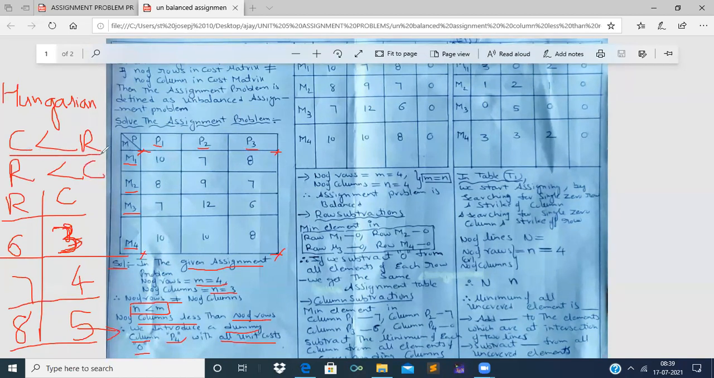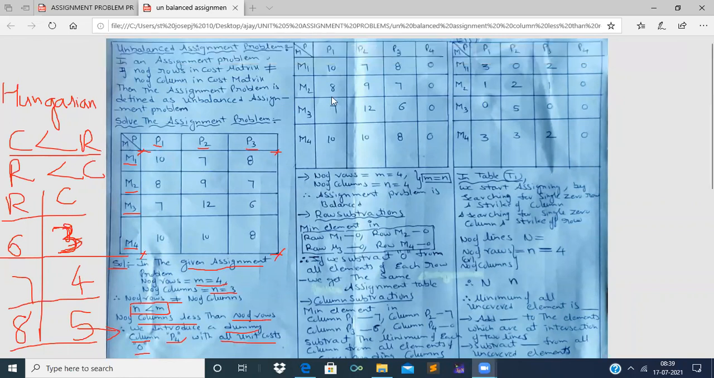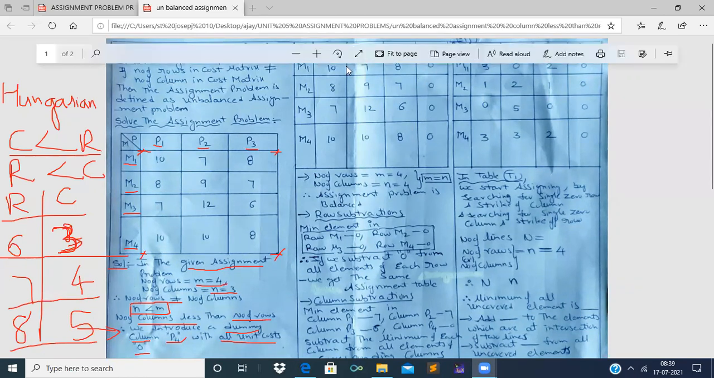It is a problem in which the number of columns is lesser than the number of rows, and there is a deficiency of one column. Therefore, we simply introduce a dummy P4 column in which all the unit costs are zeros. Now let me show you the problem. See, it is the problem in which P4 has been introduced, a P4 column with all unit costs zeros.